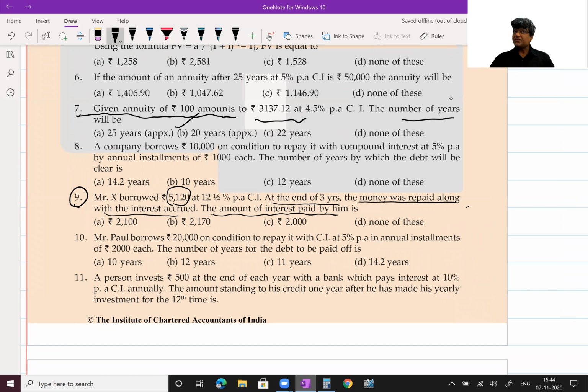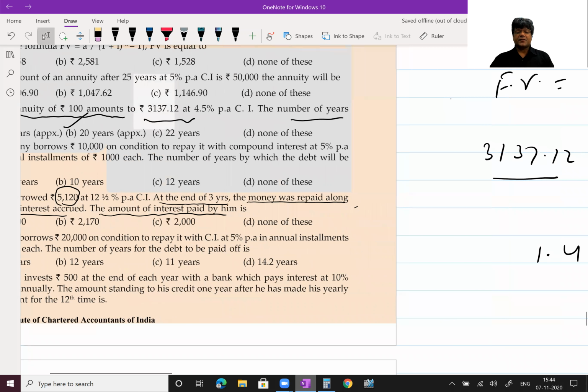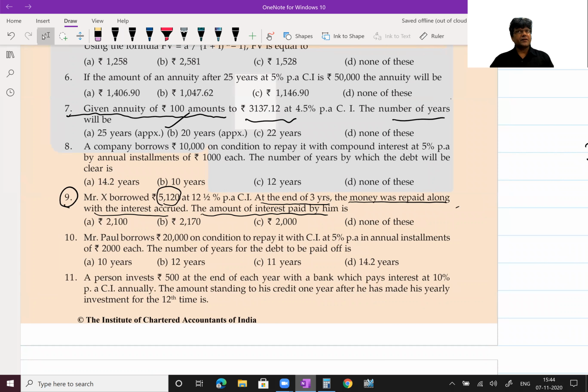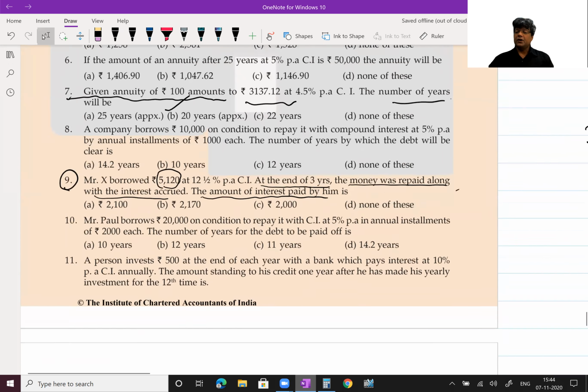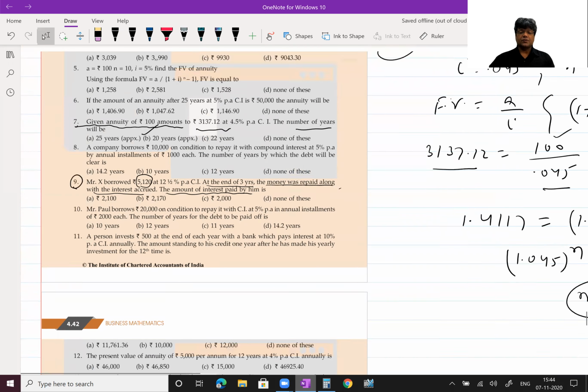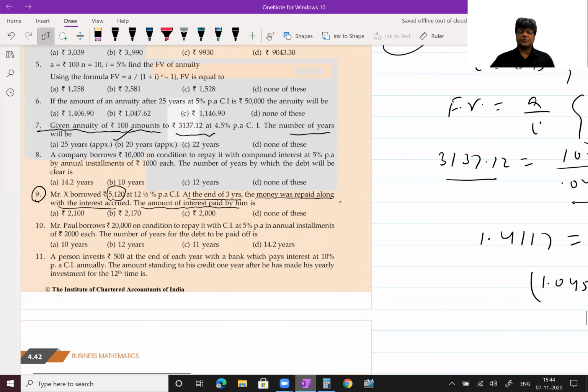Two ways you can do. Clearly, this is one time taken and one time paid, means it's a compound interest based question, not installment. So either you calculate the amount and subtract the principal from that to get the interest value, or directly use the formula I have taught you. Look, amount taken 5120 at present, today's value. That is the principal, 5120.